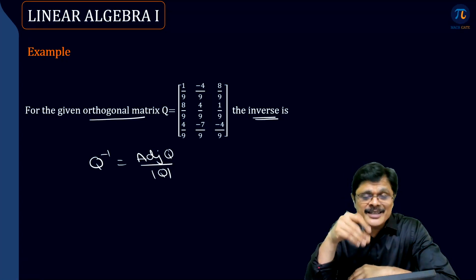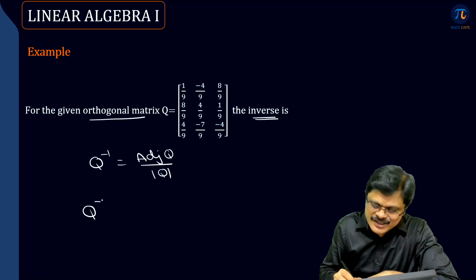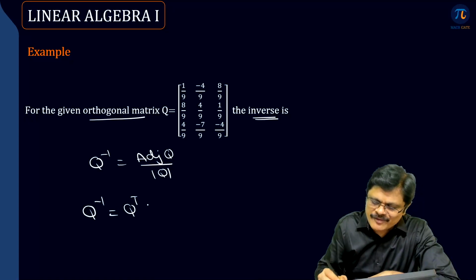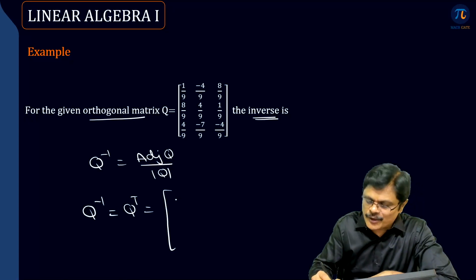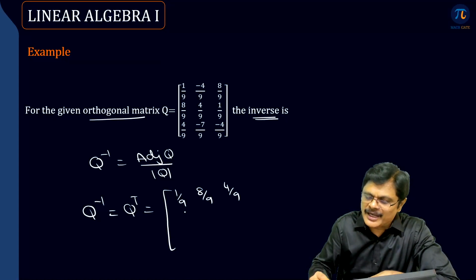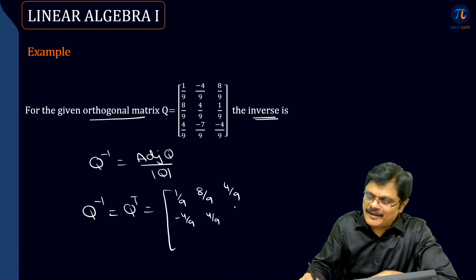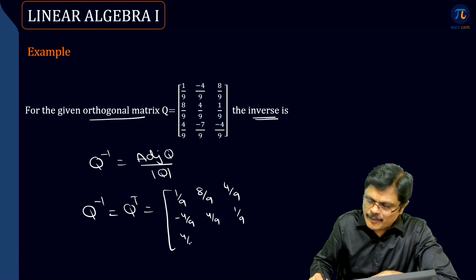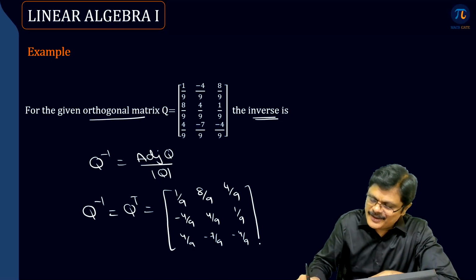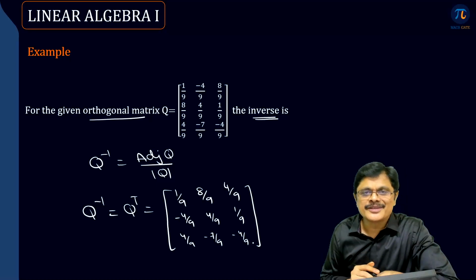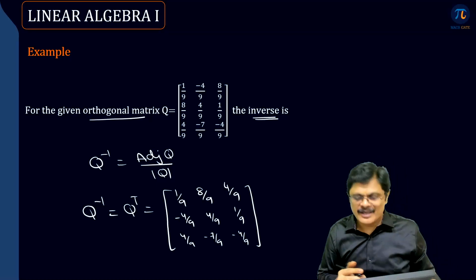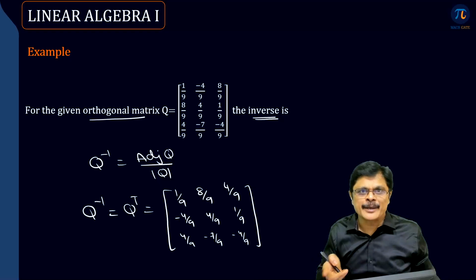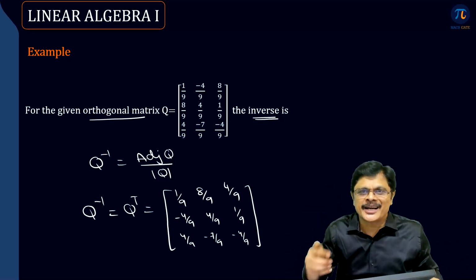My dear friends, it is an orthogonal matrix. The inverse of the matrix must be just the transpose of the matrix. Just transpose the matrix, you are going to get the answer: 1 by 9, 8 by 9, 4 by 9, minus 4 by 9, 4 by 9, 1 by 9, 4 by 9, minus 7 by 9, minus 4. Just transpose, you're going to get it. Remember, of course, you don't even have to write, sir, because he gave 4 options, you have to take the correct option.